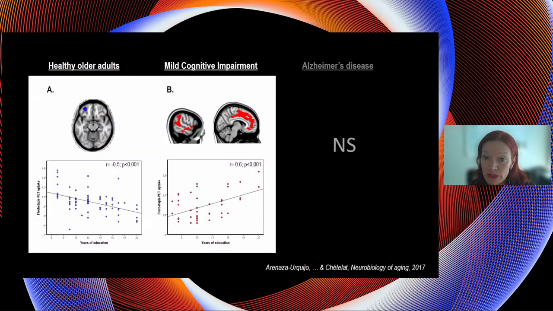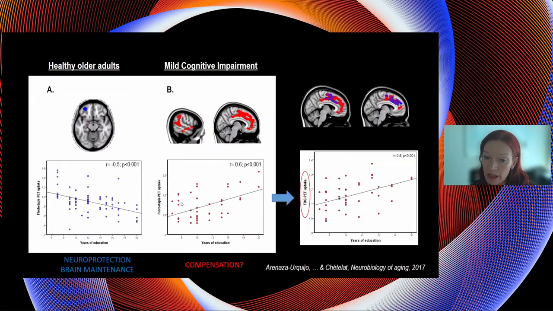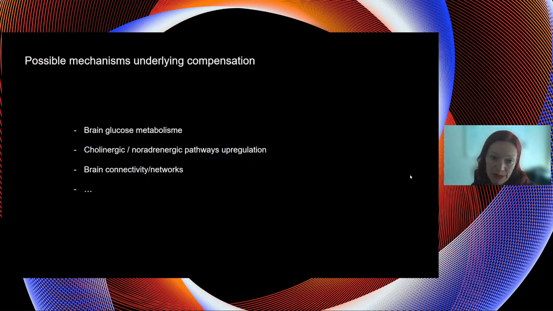In the same study I was describing before, you can see the negative association between amyloid and years of education in healthier older adults and the positive association in mild cognitive impairment. We were wondering whether these positive associations, such that those with higher education could tolerate more amyloid deposition, were underlied by glucose consumption. And we found that in the same brain areas, there was a positive association between years of education and FDG PET, such that those with higher years of education are able to tolerate higher amyloid deposition, probably because they are able to show a higher level of glucose metabolism.